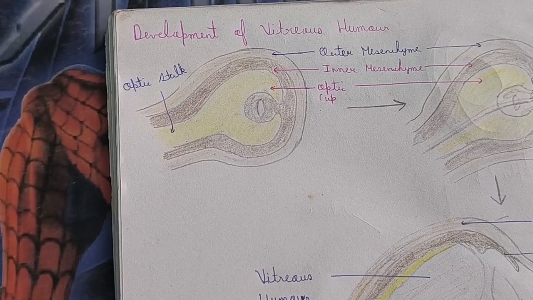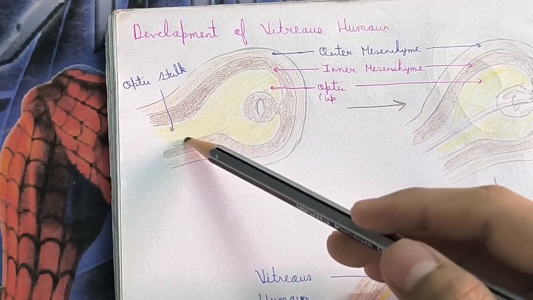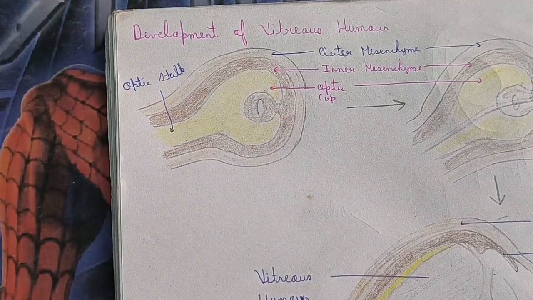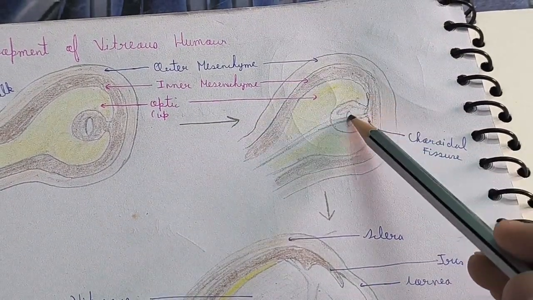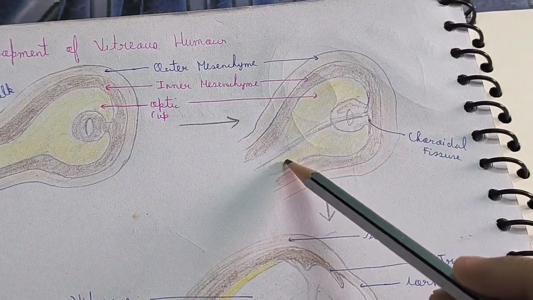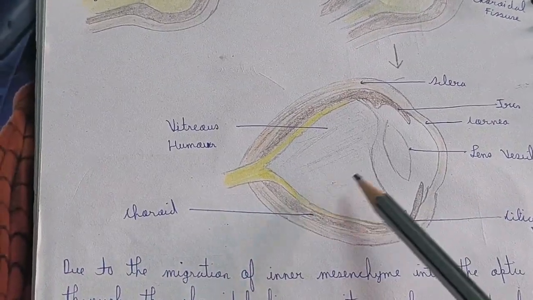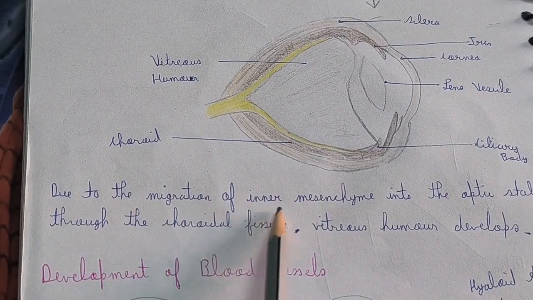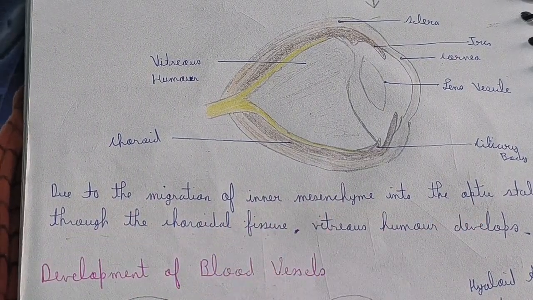Now, the development of the vitreous humor. Again, this is the optic cup, optic stalk, inner mesenchyme, outer mesenchyme, and this is the lens vesicle. Now you can see that the inner mesenchyme is migrating into the optic stalk through the choroidal fissure. As a result, the vitreous humor forms. So I have written that due to the migration of inner mesenchyme into the optic stalk through the choroidal fissure, the vitreous humor develops.